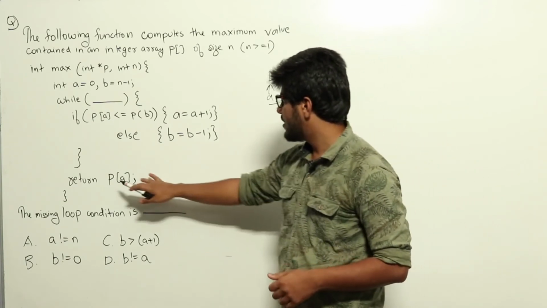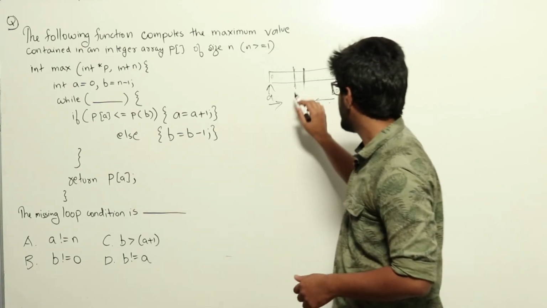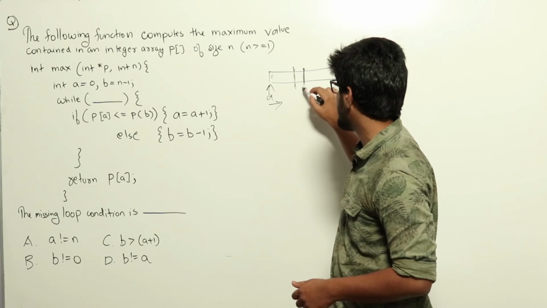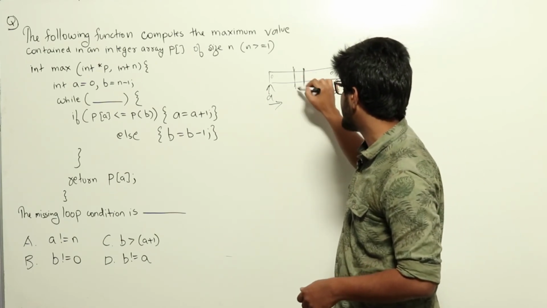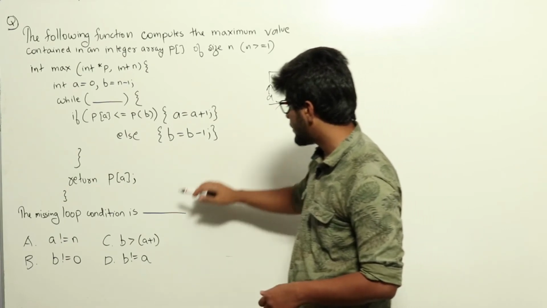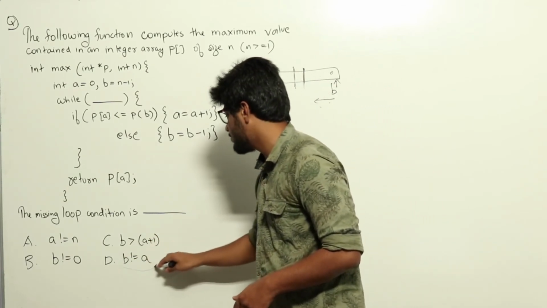So finally we'll return p of a. That means a and b should be pointing to the same element at the end. At that point we can say for sure that that element is the maximum. So if you look at the options, that is clearly this one, b not equal to a.